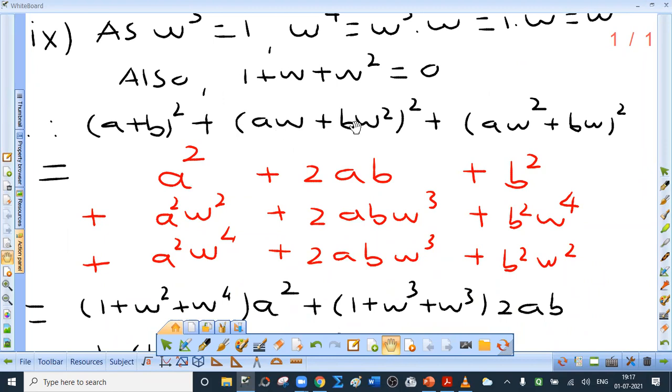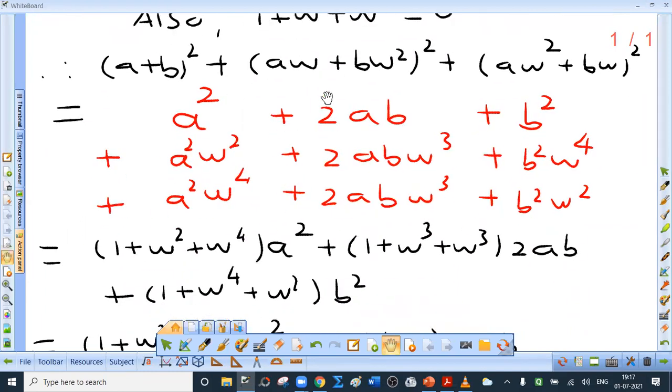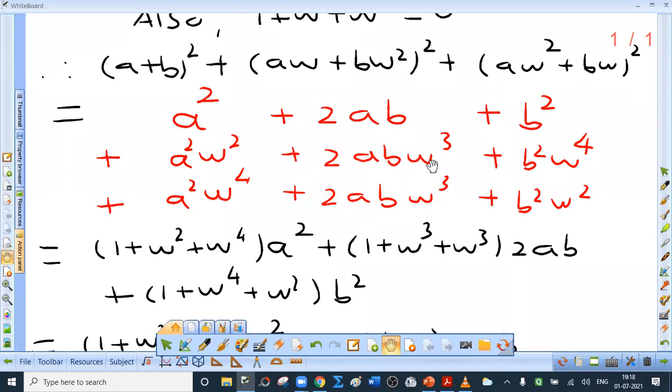What is this? First plus second square is square of the first plus 2 times the product plus square of the second. Now I have added these terms vertically, column wise. Take a square common to get in bracket. See, a square means 1a square. So in bracket you get 1 plus omega square plus omega raised to 4. Take twice ab common, you get in bracket 1 plus omega cube plus omega cube. Here take b square common to get this.